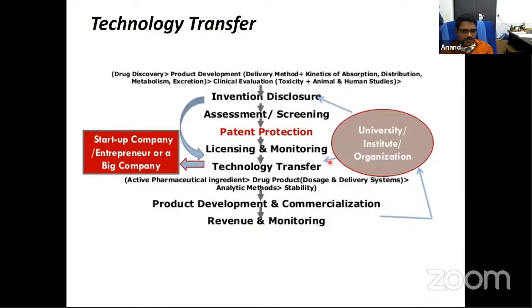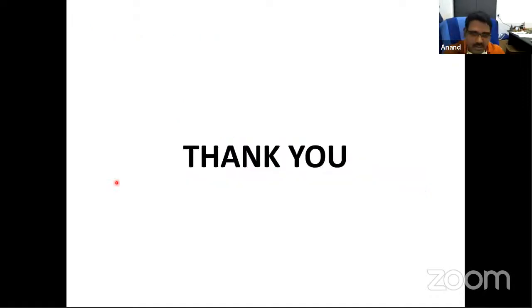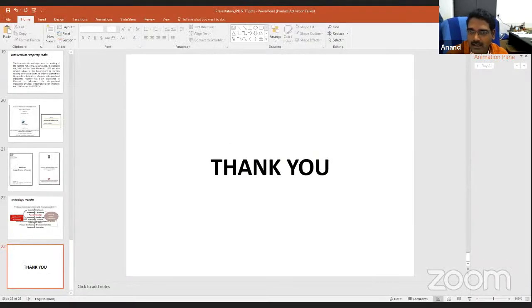So the technology transfer process has to be followed, and eventually there will be product development and commercialization and revenue and monitoring, and a deal will be made with you to sell the patent over a period of time, and you are going to be given a hefty sum of money depending on how productive your patent is going to be. Okay, so basically as a university or an institute like us, we can innovate, and if we can apply for a patent and protect it, we can later think of commercializing it through the technology transfer process. Okay, so that is what I wanted to cover in this particular talk.